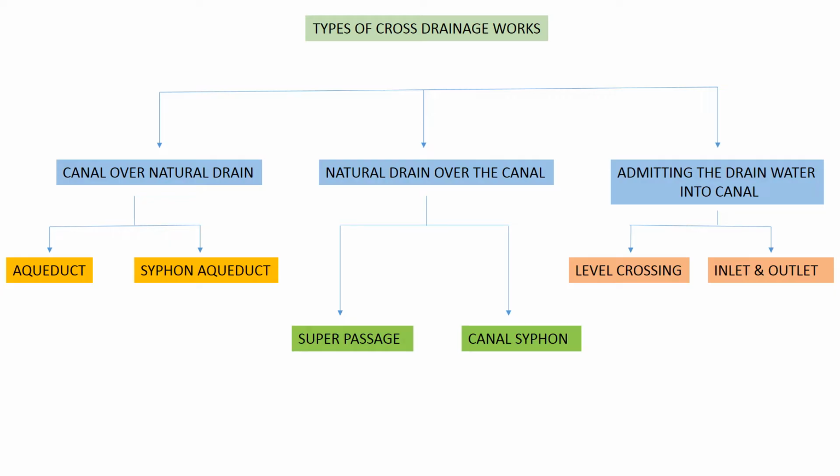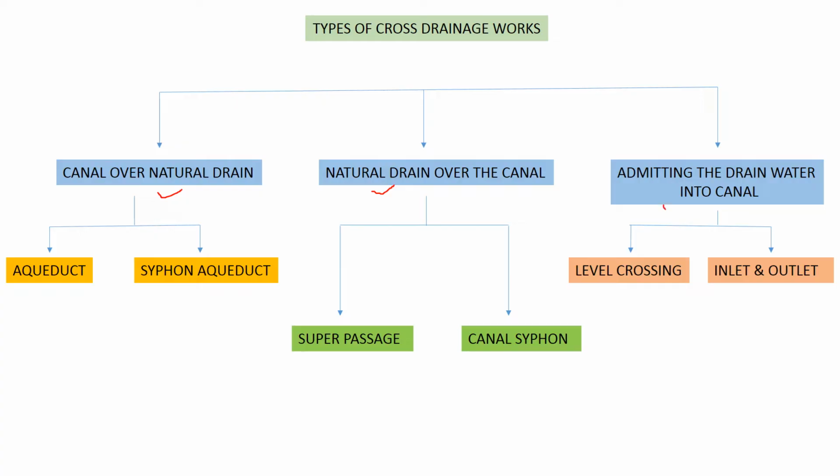Now, these cross drainage works can be classified depending upon their levels and discharge. First one is the canal flowing over the natural drain, where the nature of drainage crossing work may be different at different locations. Sometimes the bed level of the canal may be below the bed level of the drainage. Second one is the natural drain over the canal. That is, sometimes the bed level of the canal may be higher than that of the bed level of the drainage.